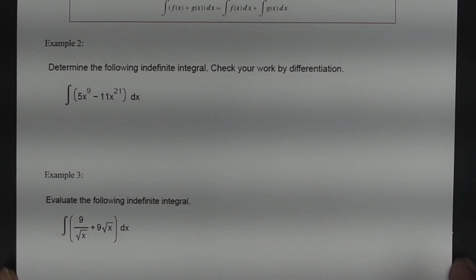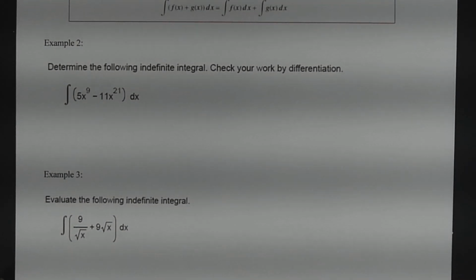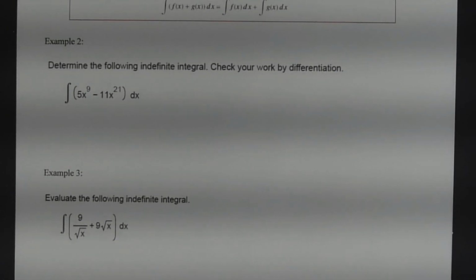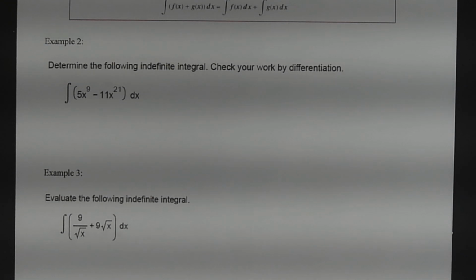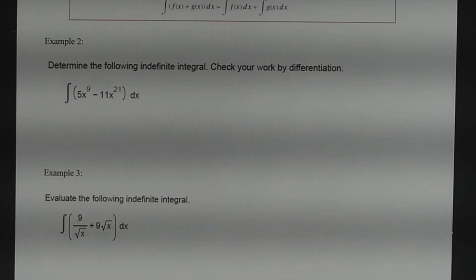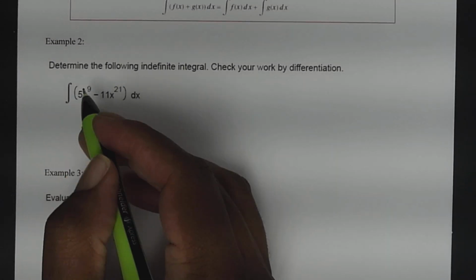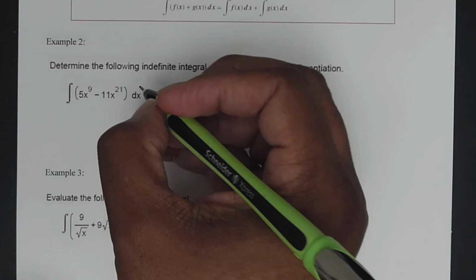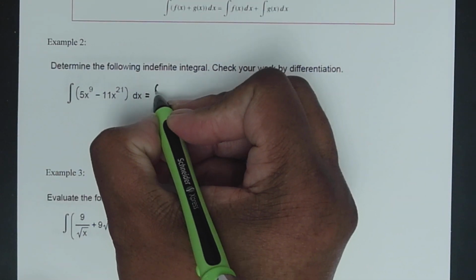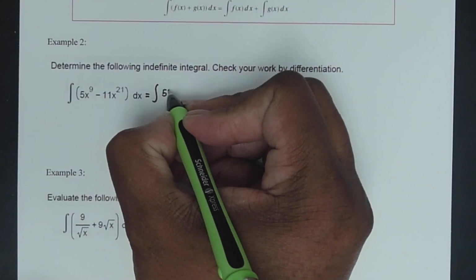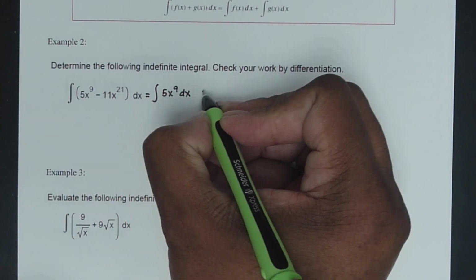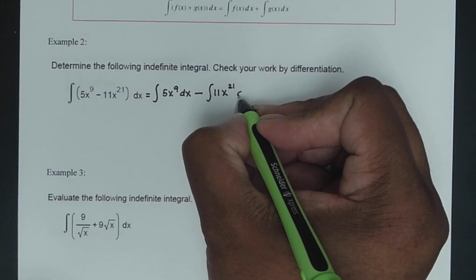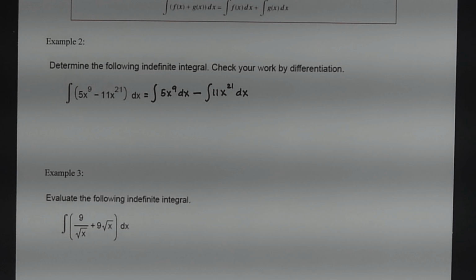Let's say I want to determine the following indefinite integral, and I want to check by differentiation. All right, here we got the integral of 5x to the 9th minus 11x to the 21st dx. Okay. Now notice that the integral of the difference, I can write that as a difference of the individual integrals. So that means I can write this as the integral of 5x to the 9th dx minus the integral of 11x to the 21st dx. Okay?